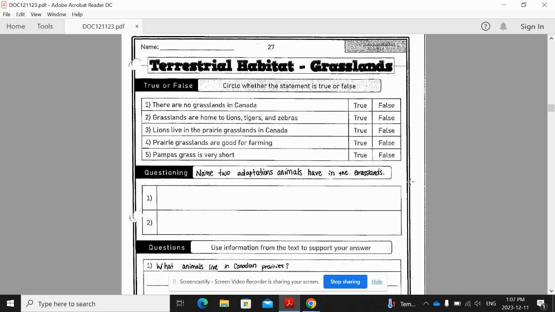And here are the questions for grasslands. So the true or false. Number 1, there are no grasslands in Canada. Number 2, grasslands are home to lions, tigers, and zebras. 3, lions live in the prairie grasslands in Canada. 4, prairie grasslands are good for farming. And 5, pampas grass is very short.